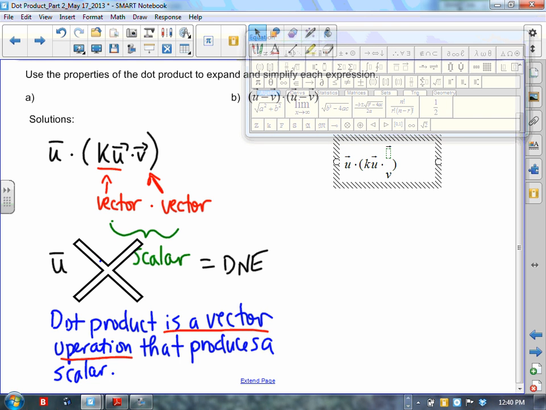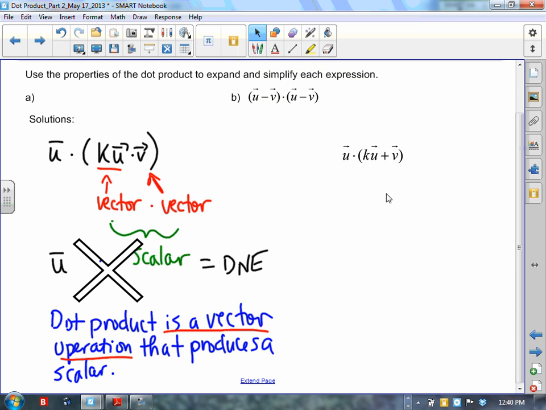Whoops, that's not what we want to do. Bring that back. We want to add. We're going to put an addition symbol in between those. This, ladies and gentlemen, is what we need to have.